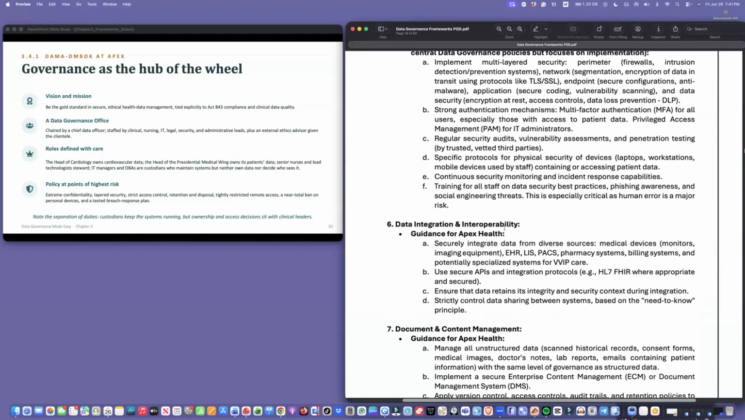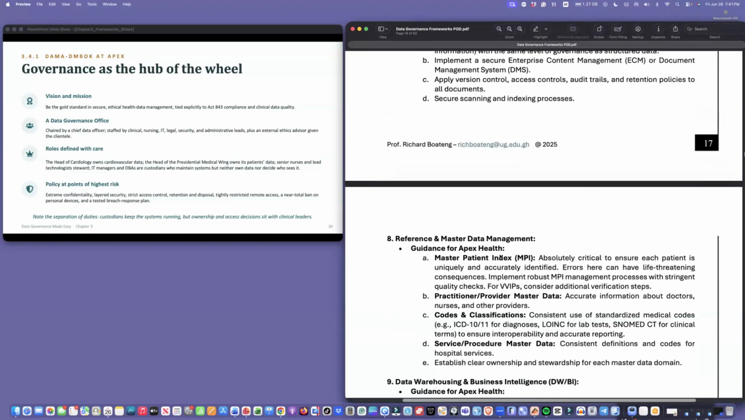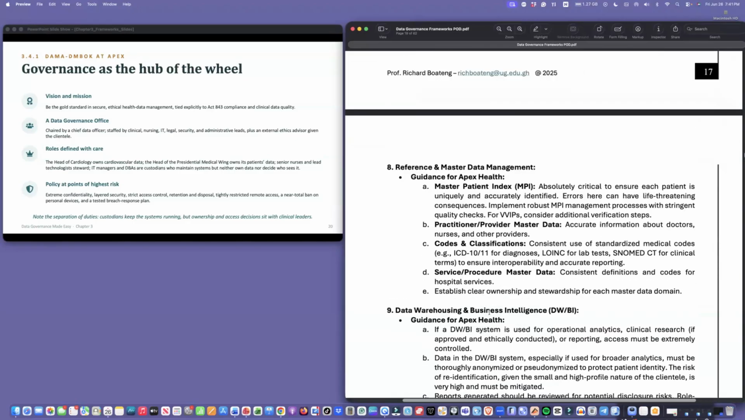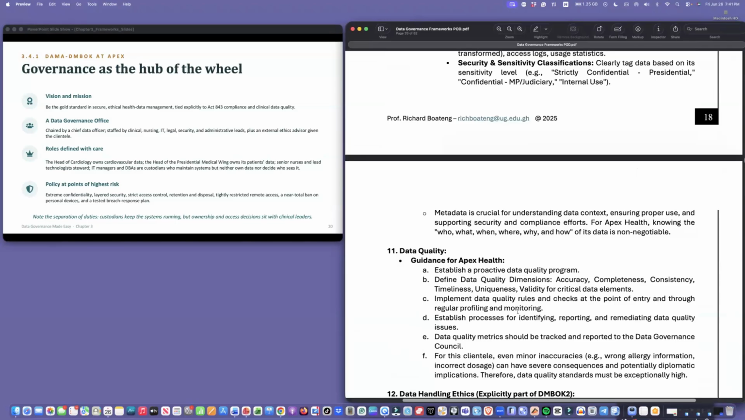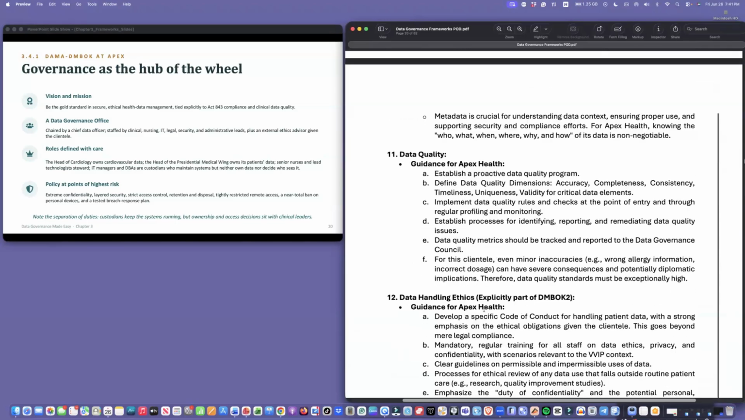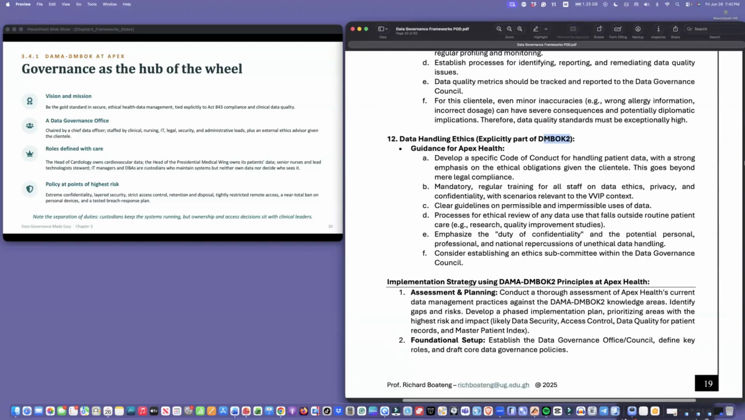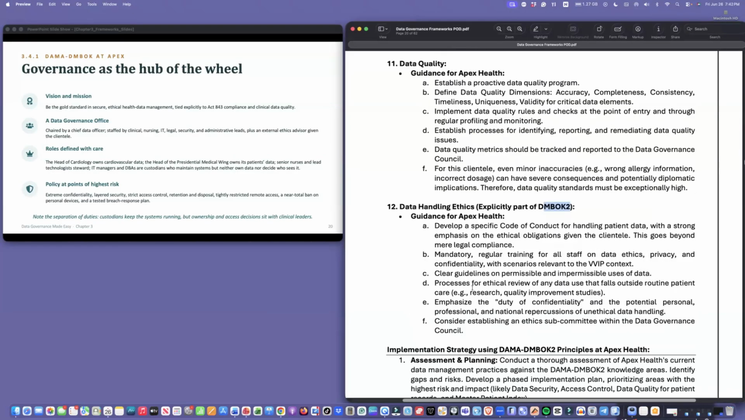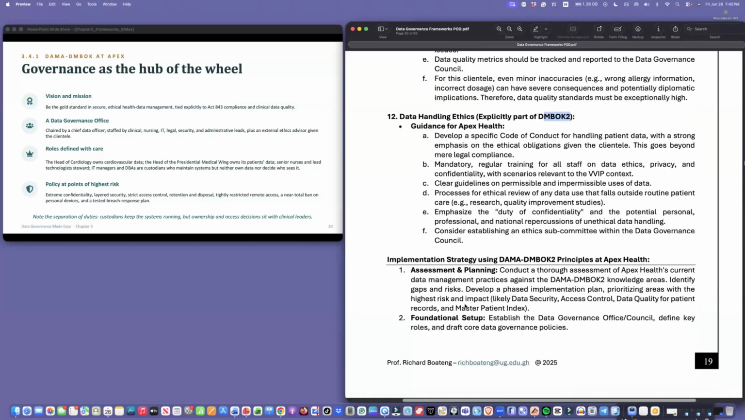Data integration and interoperability, document and content management, and then reference and master data management, data warehousing and business intelligence, metadata, and then data quality, data handling ethics. Hey, that's interesting. Okay, it's especially part of DMBOK too. So that will give us about 12 different things. I think they said 11, but I have one more, I split one into two, I think. That's the implementation strategy using the DAMA DMBOK principles. So about the above, first of all, you start with assessment and planning.